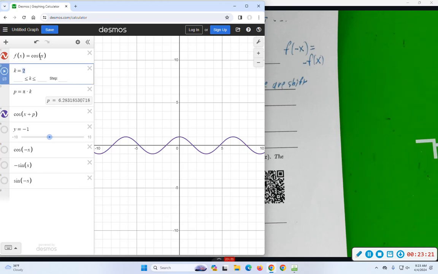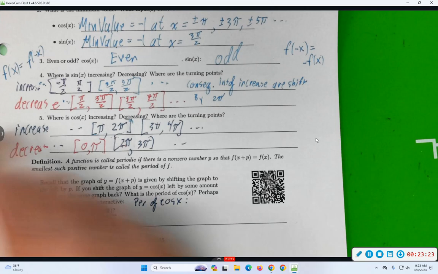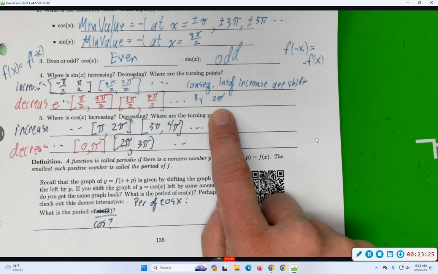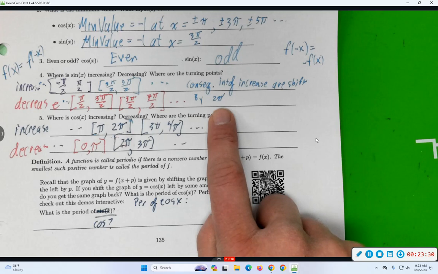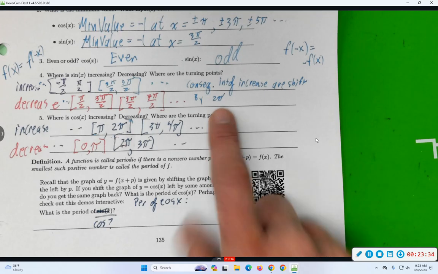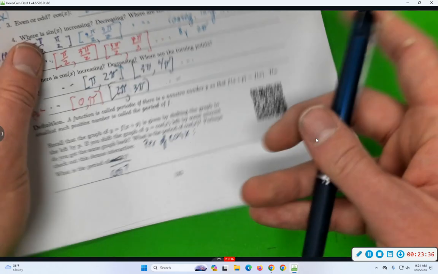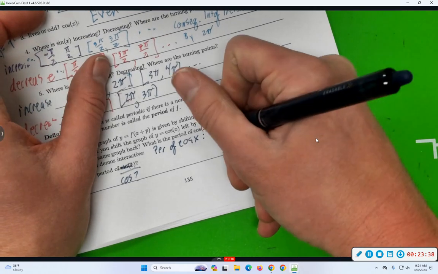And that now explains these shifts of 2 pi. It was increasing on one interval, and this thing has period 2 pi. If you shift by 2 pi, you'll get another interval of increase. So it sure looks like the period of cosine is 2 pi.